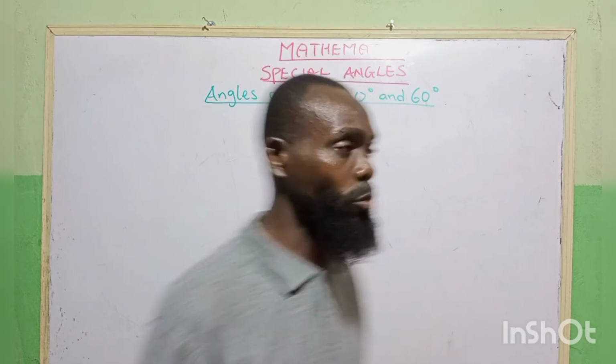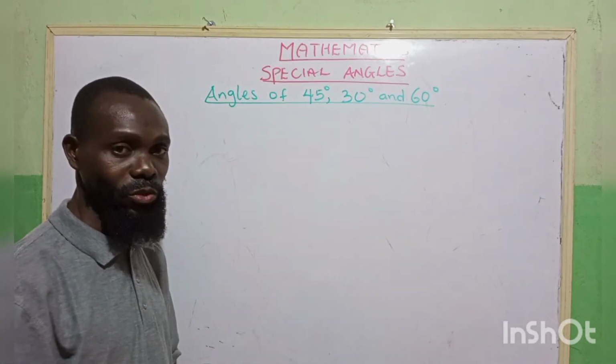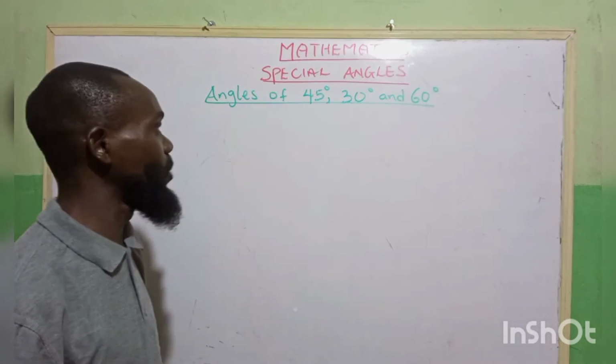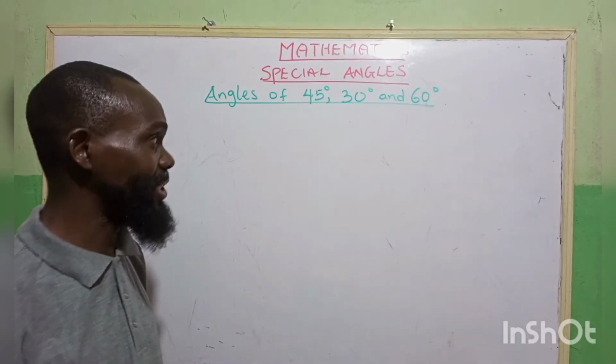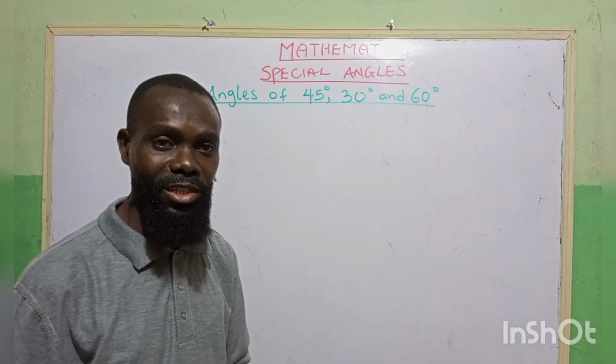Today, we are going to be looking at special angles. That is, angles of 45 degrees, 30 degrees, and 60 degrees.